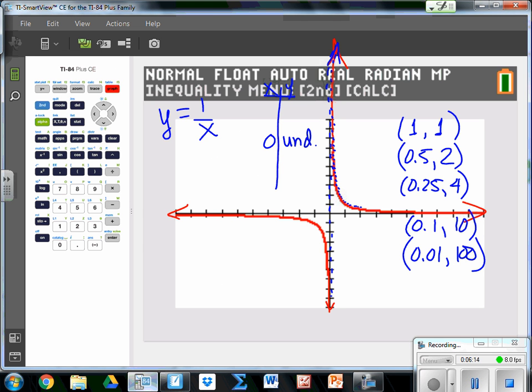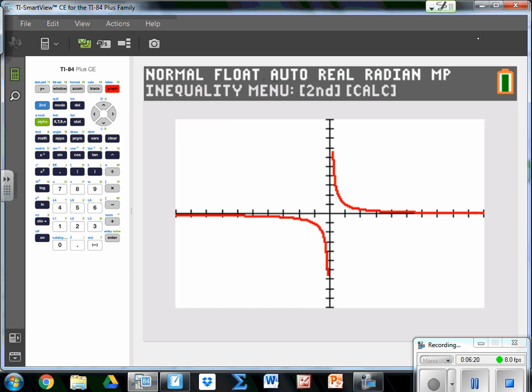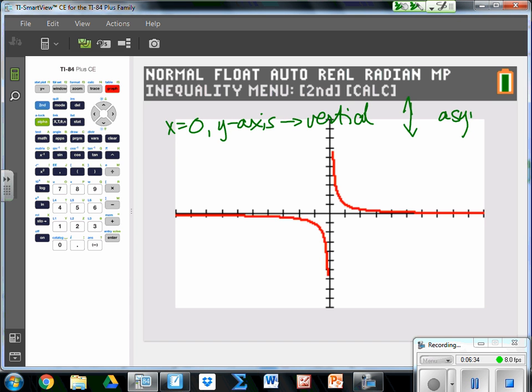Okay. All right, well, you might be thinking, well, hey, there's another asymptote. So, for this graph, the y-axis is an asymptote. Okay, so x equals 0, also known as the y-axis, is a vertical, up and down, asymptote.